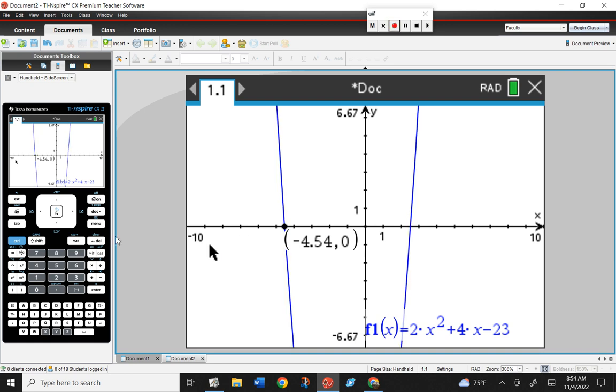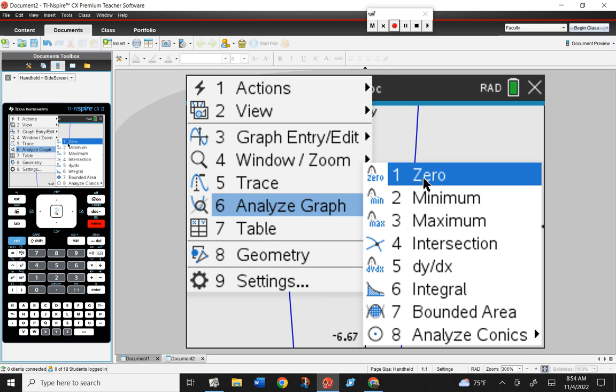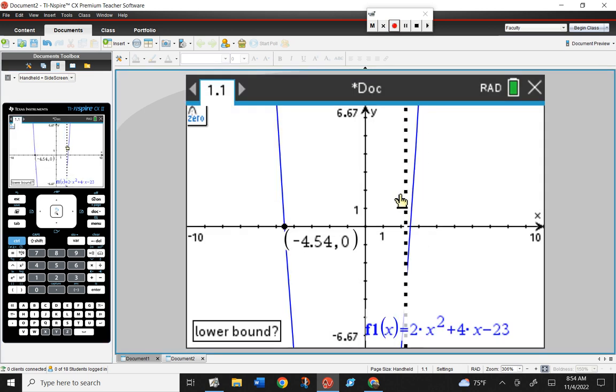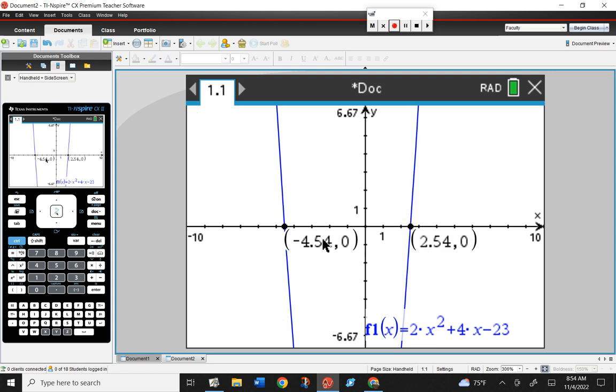So we're going to press Menu, Analyze Graph, 0, and we do the same thing. Put the dotted line to the left, put the dotted line to the right, and there you have your zeros. We don't have to factor it. We don't have to use quadratic formula. We don't have to do any of that stuff. You have the calculator, bam, it gives us both answers. I'll show you how to do this with Desmos. It's actually easier with Desmos too.